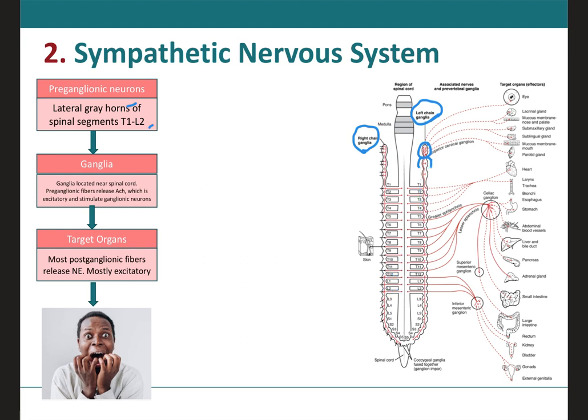From this image, we can't see very well, but there are 3 ganglia that correspond to the cervical region, 12 that correspond to the thoracic region, 4 that correspond to the lumbar region, and another 4 that correspond to the sacral region. But remember that for the sympathetic nervous system, the nerves only exit from the thoracic and the lumbar regions.